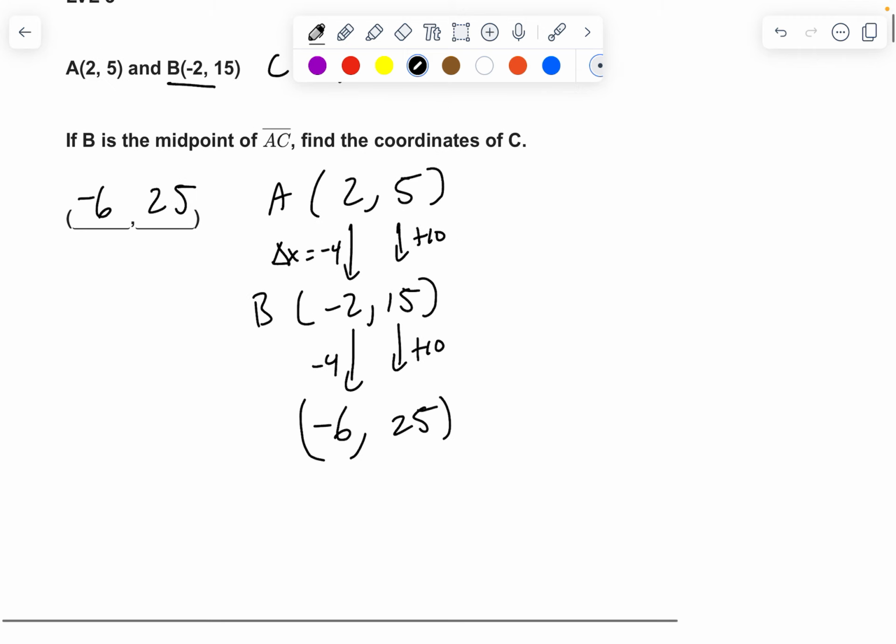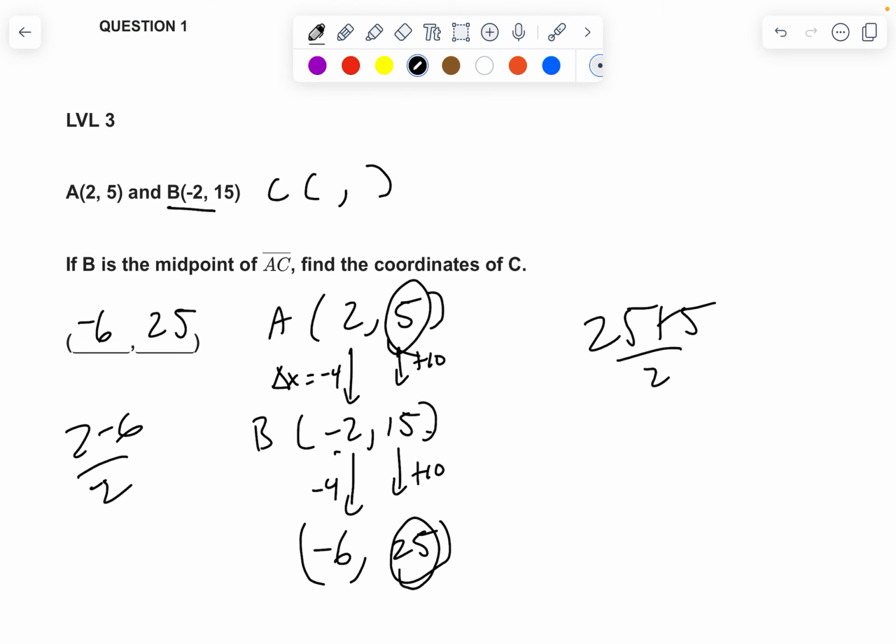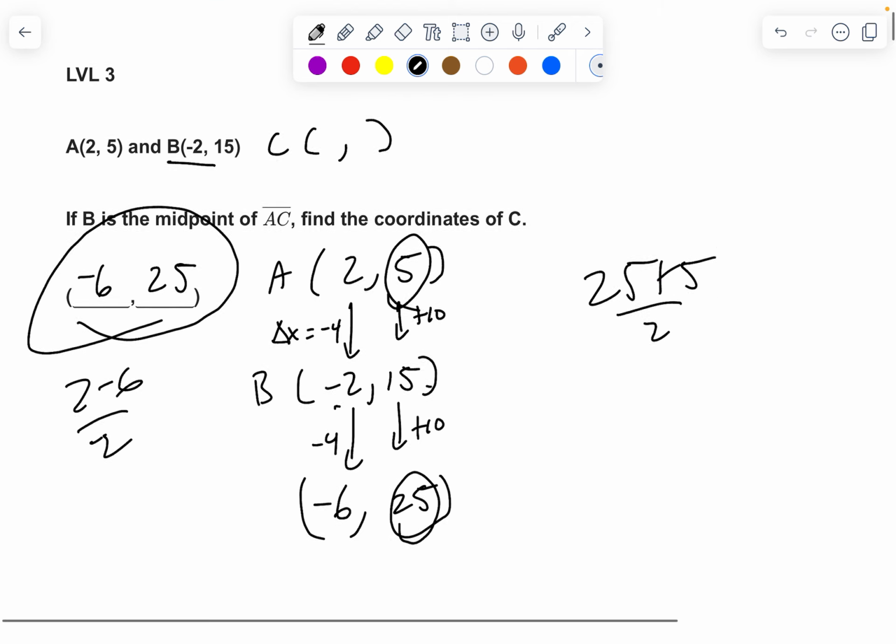Check your work. What is 25 plus 5? 25 plus 5 divided by 2 is 15. Over here, 2 minus 6 divided by 2 is -2. So we know that if B is the midpoint, that C would have to have those coordinates. Very well done.